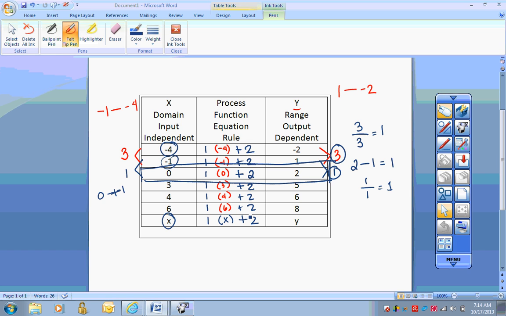Therefore, my process, my function, my equation, or my rule, which all mean the same thing, is going to be 1x plus 2 is equal to y. Of course, nobody says 1x, so it becomes x plus 2 is equal to y. That's how you do that.